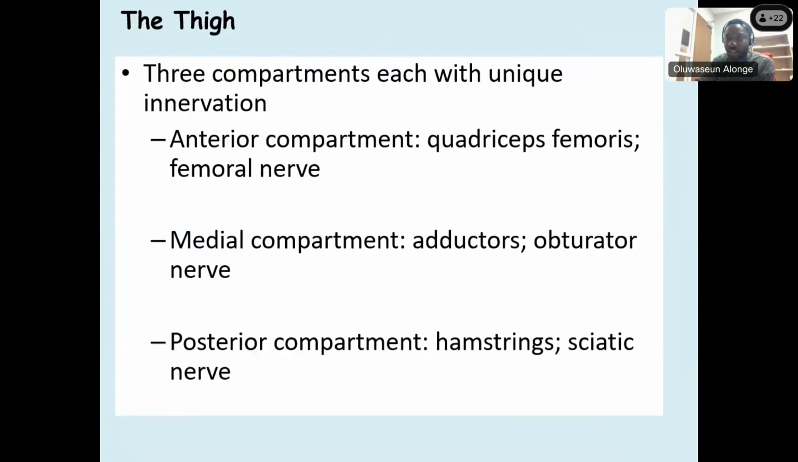Now, the thigh. When you come to the thigh, on the anterior compartment, you talk about the quadriceps. We talk about the femoral nerve. I'll talk about that. We talk about the medial compartment. We talk about the adductors and the obturator nerve. In the posterior compartment, we talk about the hamstrings.